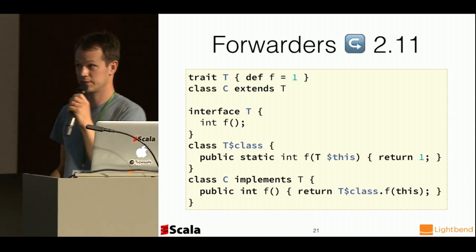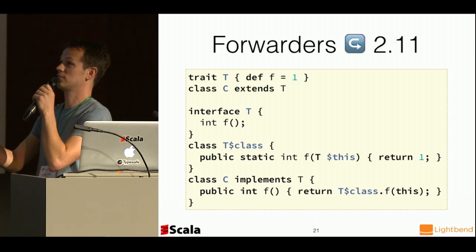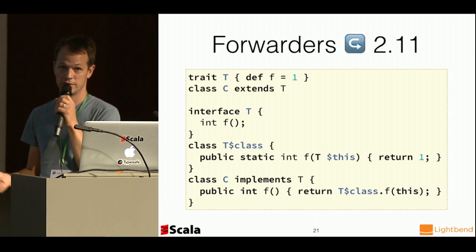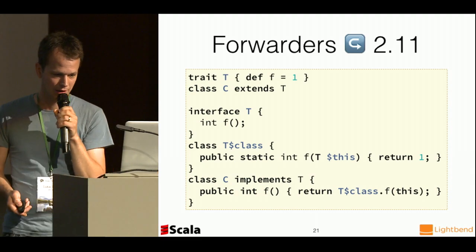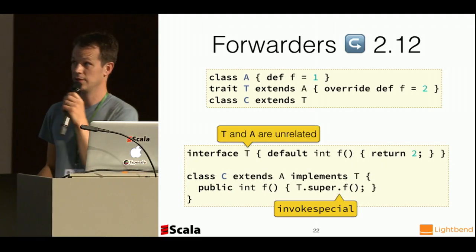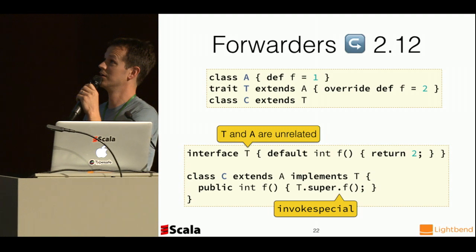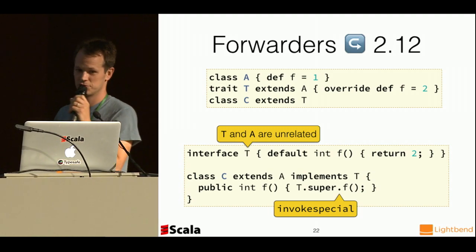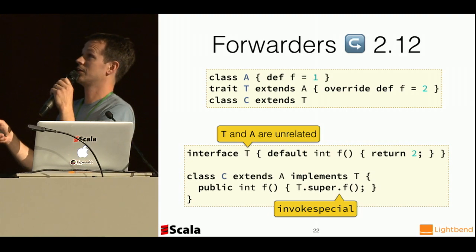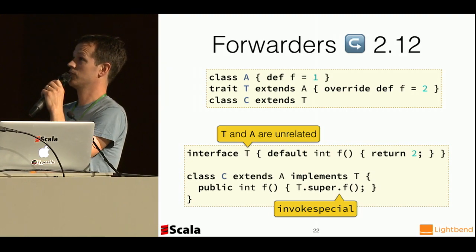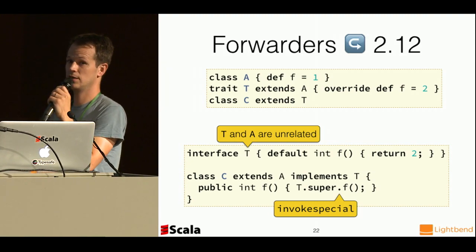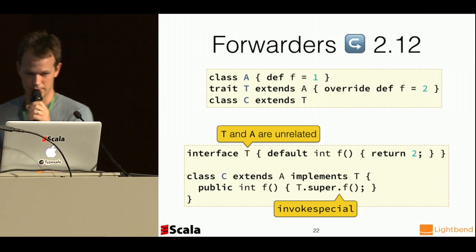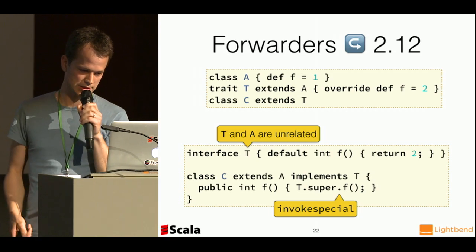Now in 2.12, if this is a default method with an implementation, then we can just scratch the forwarder, right? Everything will work. But there are still cases where we do need forwarders in 2.12. It's arguably corner cases, but of course we cannot just change the semantics. So here you have a class A with a concrete method f. You have a trait t that extends A, so it can override the method f. And then you have a subclass of t.